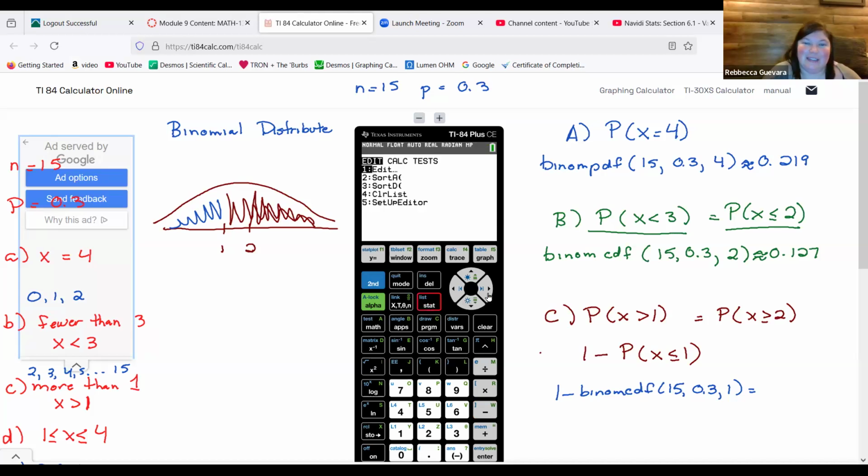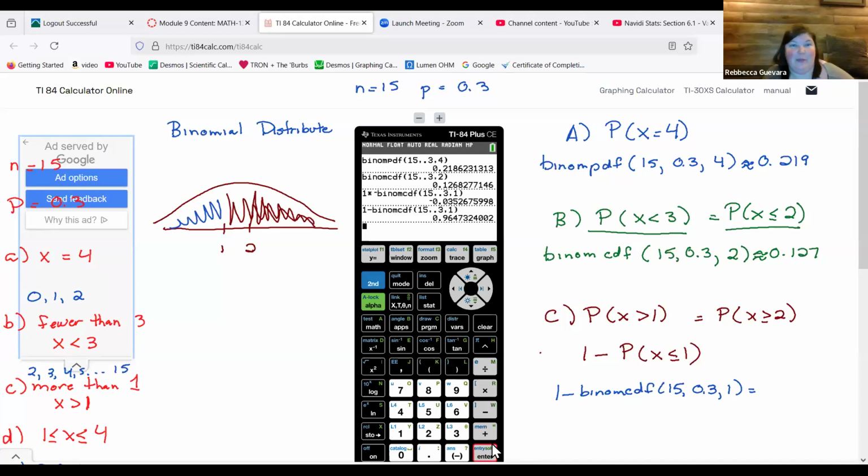Go back to stats. Oh, sorry, vars. So we're going back to our distributions. Okay, everything's in there. So if I put in 1 minus that binomial distribution, then we see we get back what we had before, 0.964 or 0.965. We'll round to that.